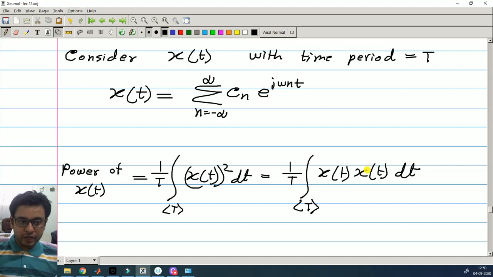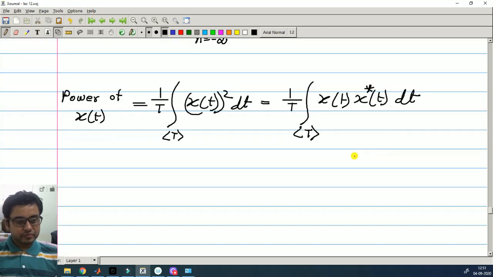Now, normally the signals that we deal with are real valued signals. So x is a real valued signal, and if I take the complex conjugate of x, it will be x itself. So I can put a star, complex conjugation, here. Also please note that for complex valued signals, which we will not deal with, this is actually the definition of power.